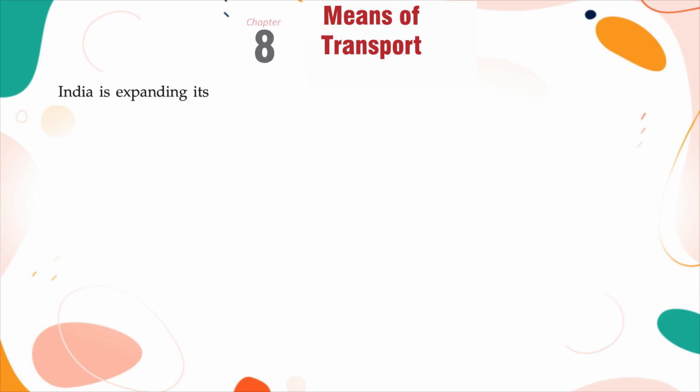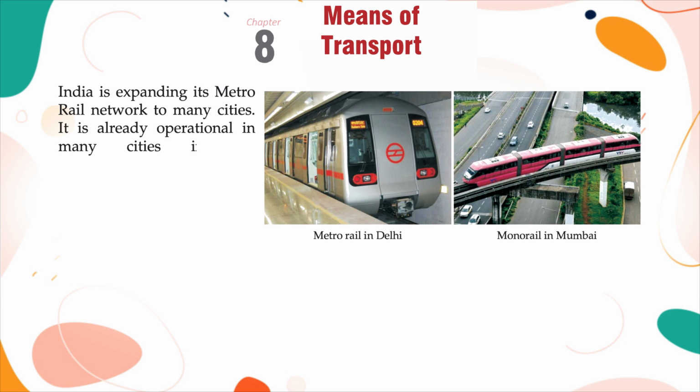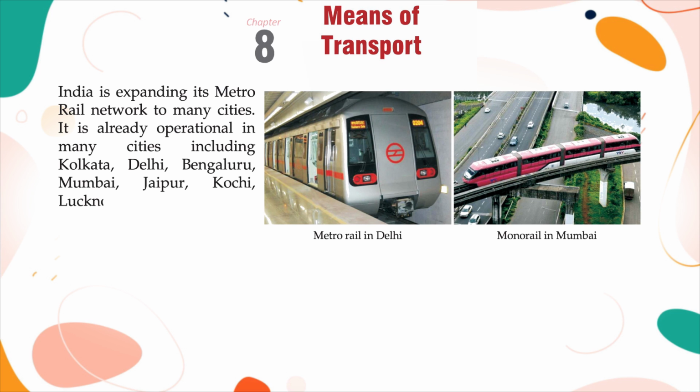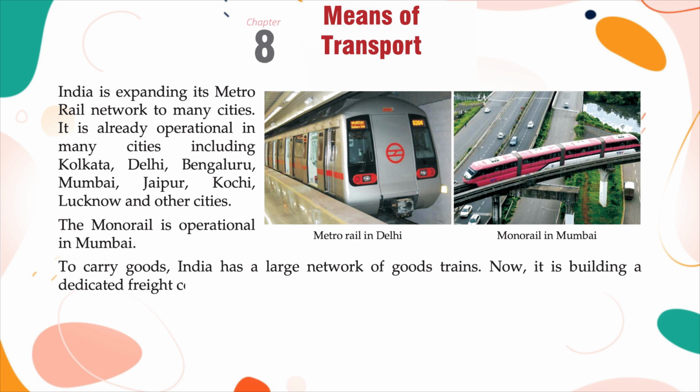India is expanding its metro rail network to many cities. It is already operational in many cities including Kolkata, Delhi, Bangalore, Mumbai, Jaipur, Kochi, Lucknow, and others. The monorail is operational in Mumbai. To carry goods, India has a large network of goods trains. Now it is building a dedicated freight corridor to carry goods exclusively. Metro rail in Delhi, monorail in Mumbai.